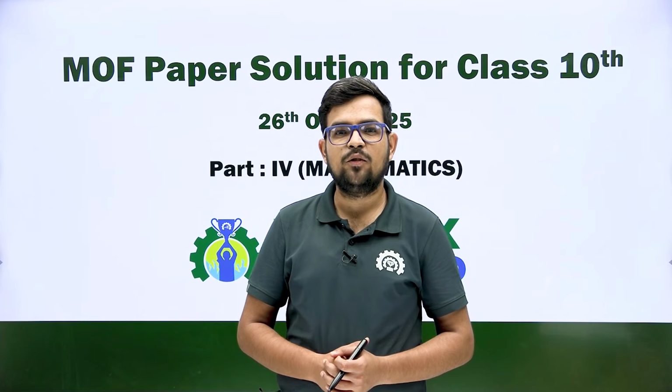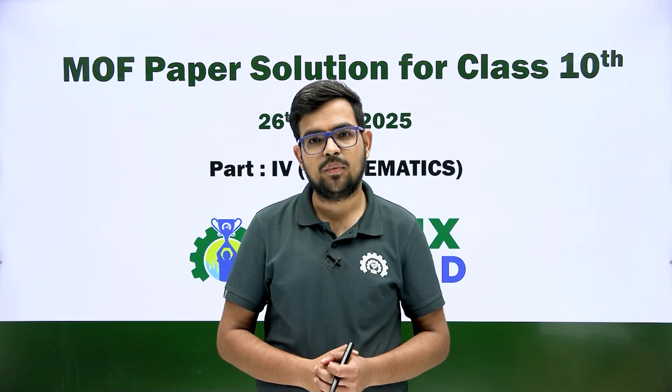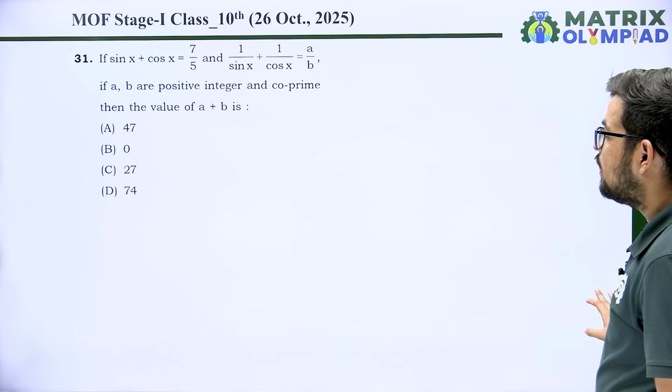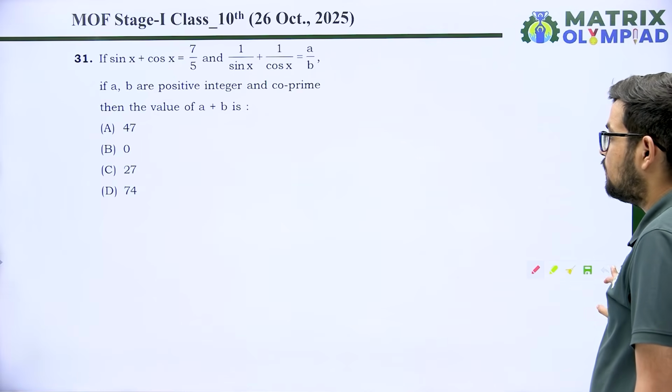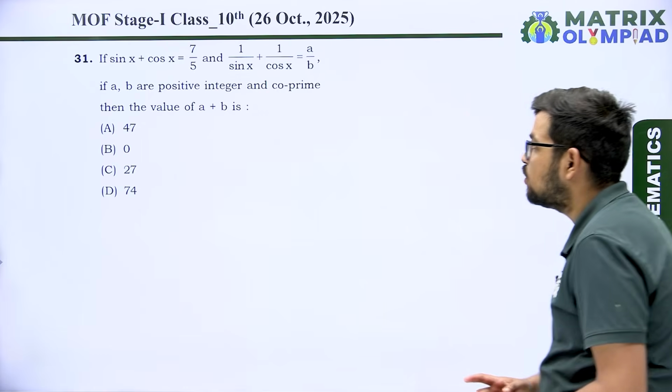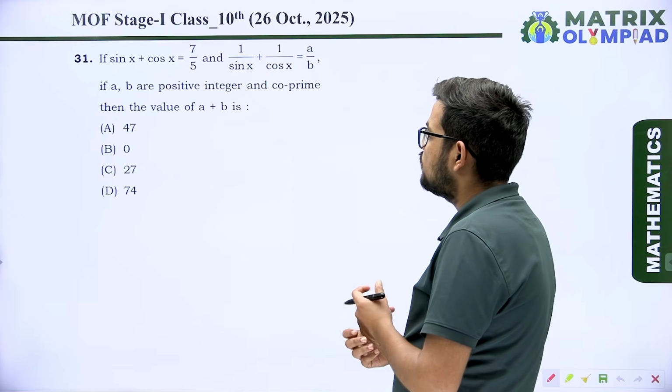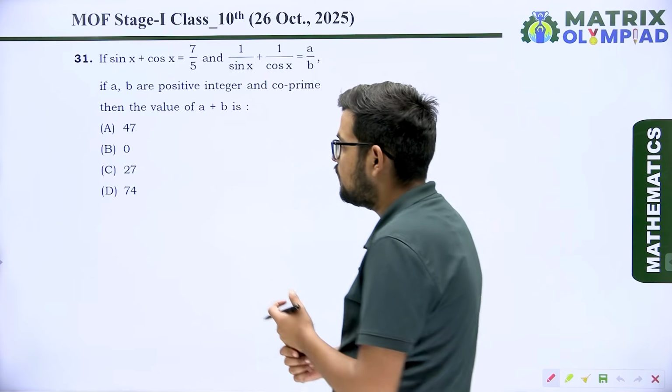Hello and welcome to paper solution of class 10th mathematics. Our 31st question is, if sin x plus cos x equals 7 upon 5 and 1 upon sin x plus 1 upon cos x equals a upon b, if a, b are positive integers and co-prime, then the value of a plus b is.